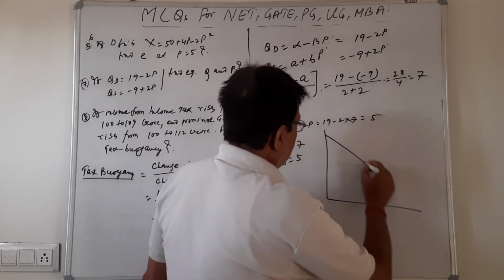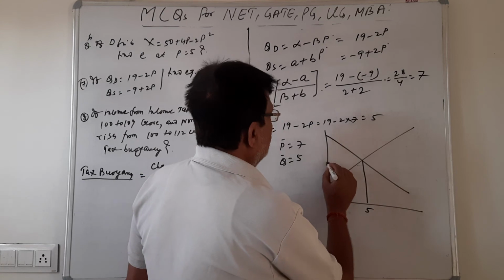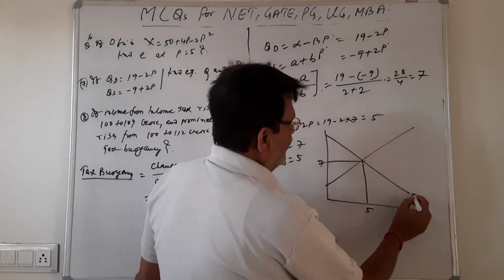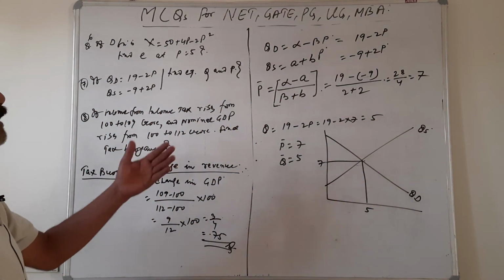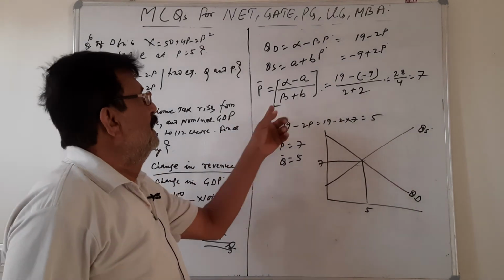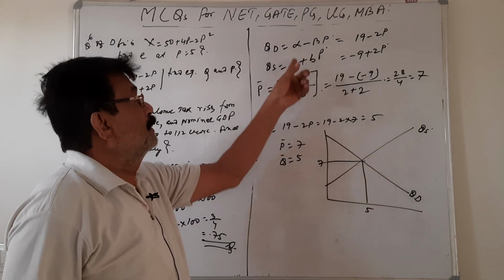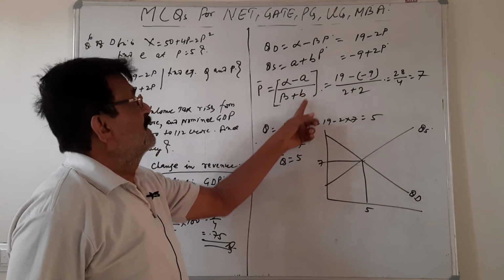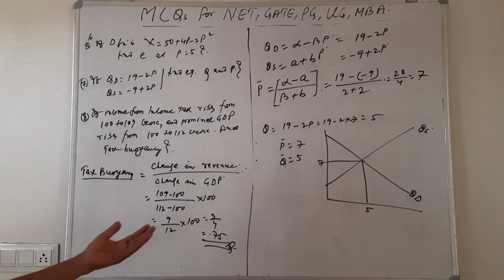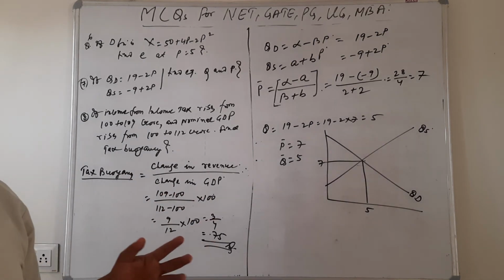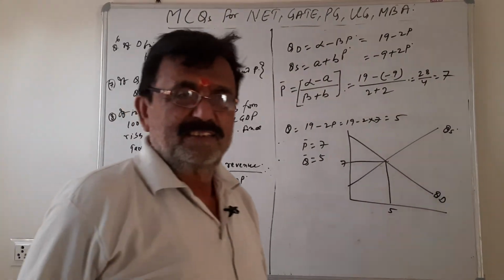So this is 5 and this is 7. This is QD and this is QS. This is how we calculate, and this thing has to be kept in memory, that equilibrium price is the difference of intercepts divided by the sum of the slopes of the two functions. This is the slope of the demand function and this is the slope of the supply function. We shall get the value in no time. So this is how I have solved the 8 sums. In the next video I am going to solve a few more sums, but for this class this is all for today. Thanks.